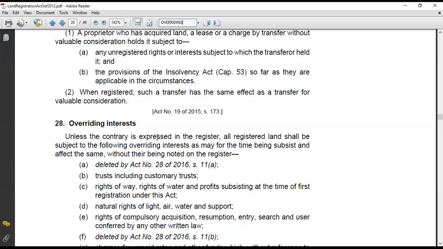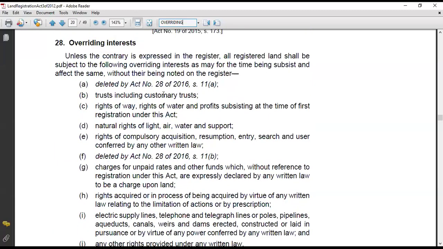For example, customary rights. If you remember in Kikuyu, where the grandfather's title deed is written under the father's name to hold the ancestral land in trust for the other brothers and sisters, so the registration is under that person, we can call him Kamau. Although his name is noted on the register, he holds the rights in trust for other people, so he cannot sell. It's not his land.